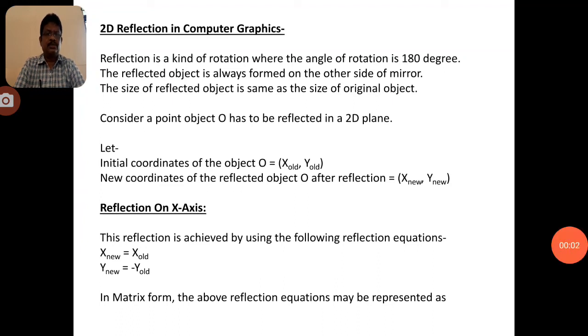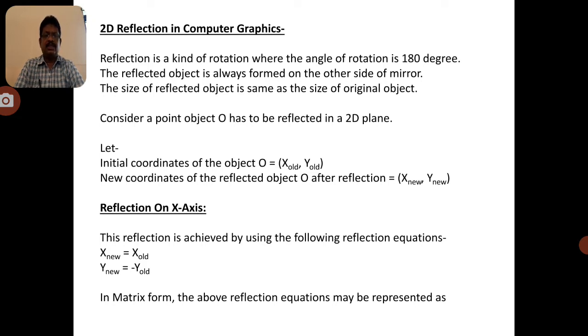Hi students, today I am going to discuss the 2D reflection technique. This is one of the transformation techniques in 2D. We already discussed three different types of transformation techniques, that is translation, rotation and scaling. Now I am going to discuss the 2D reflection.